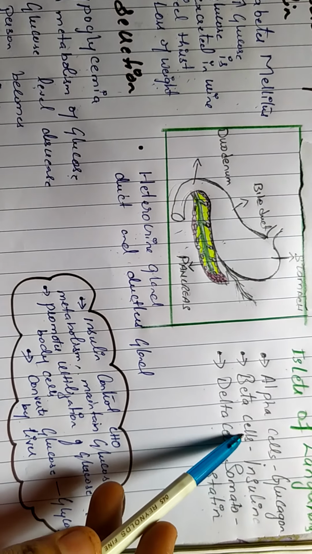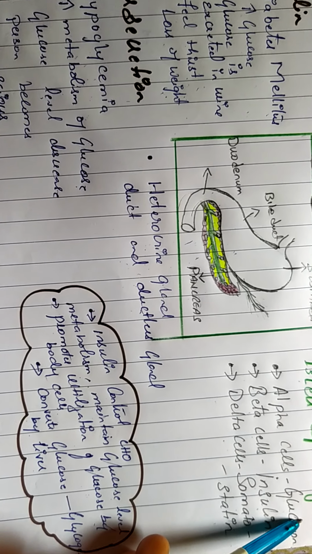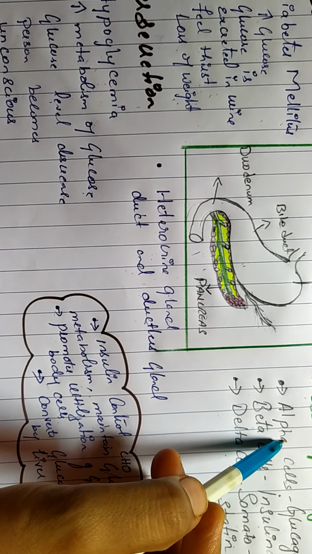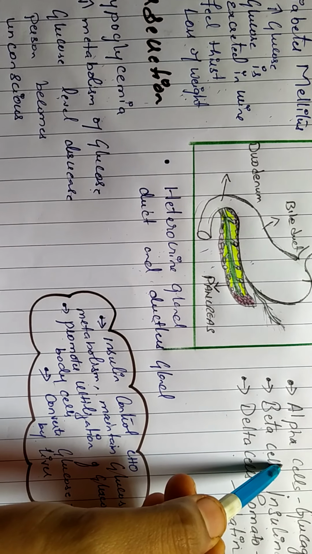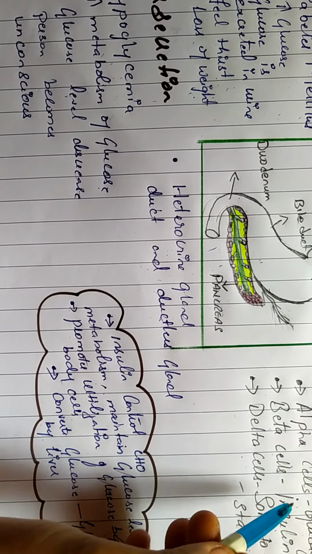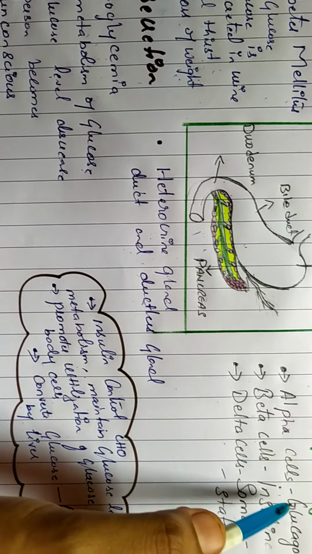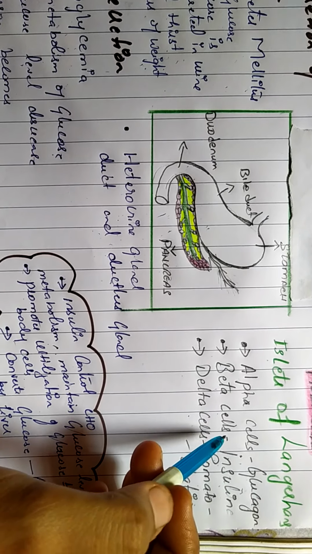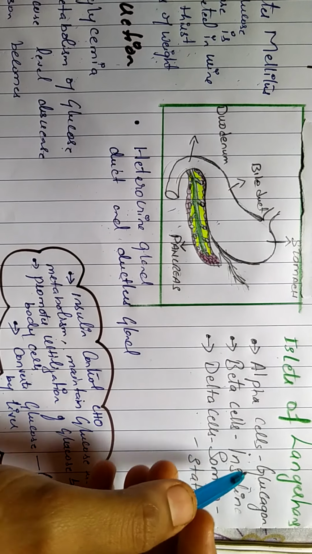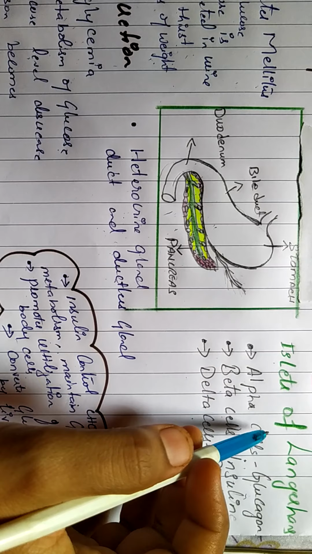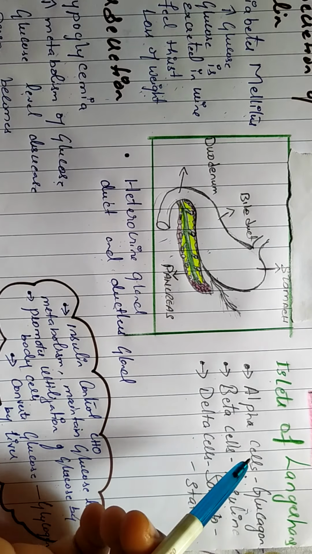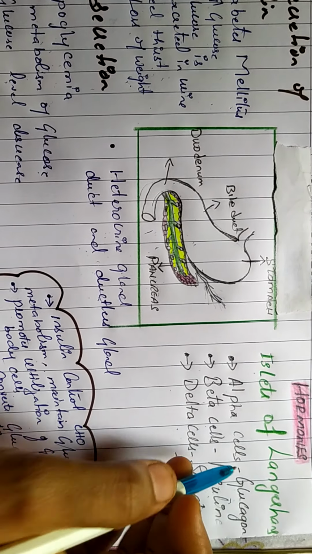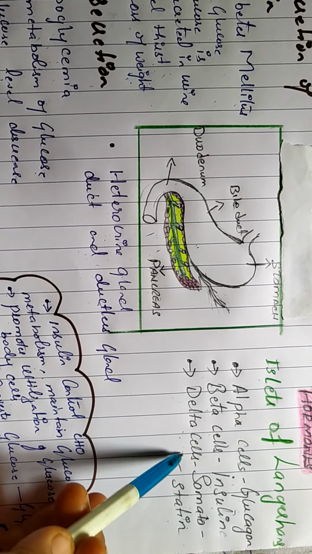The next hormone is glucagon, secreted by the alpha cells. It is antagonistic to insulin in action. That means it stimulates the breakdown of glycogen into glucose in the liver cells. This helps to raise the blood glucose level whenever it comes down due to fasting or hunger. Glucagon gets activated and produces more glucose, so that it maintains a normal sugar level in our body.